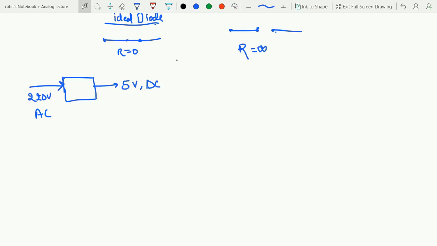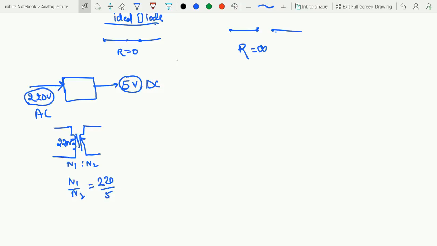So see, we have 220 volt and we want to convert it into 5 volt DC. We need a transformer because here it's 220 volt and here we need 5 volt. So we need a step down transformer. First we will use a step down transformer. Here there are N1, N2 turns, so N1 by N2 will be 220 upon 5.